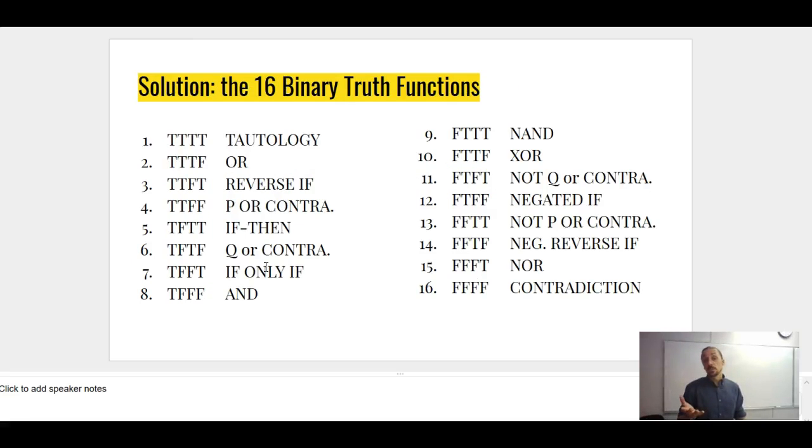So actually I have a solution slide here. These are all the 16 possible truth functions. So you could pause the video here and have a look at these. You'll see that the ones that we already have are or, if then, and, if and only if. And these are some of the others. The NAND gate is particularly important for circuit designers, and so is NOR. You'll see that they're actually kind of the opposite of each other.